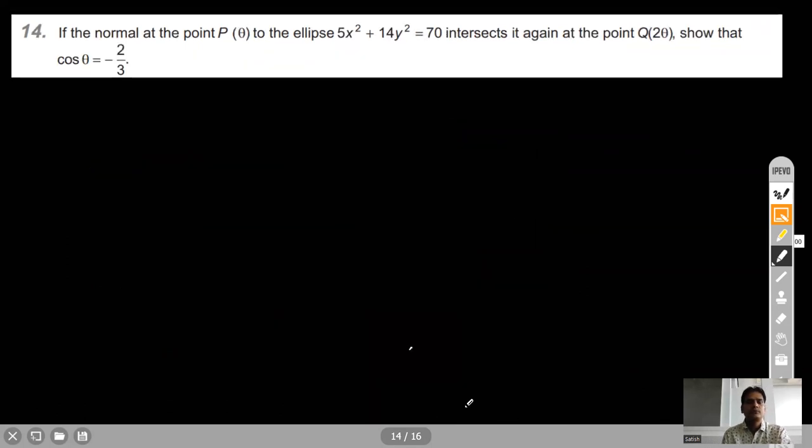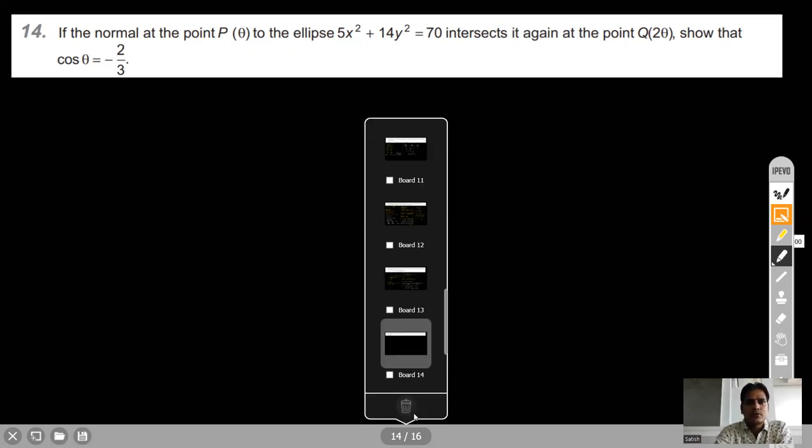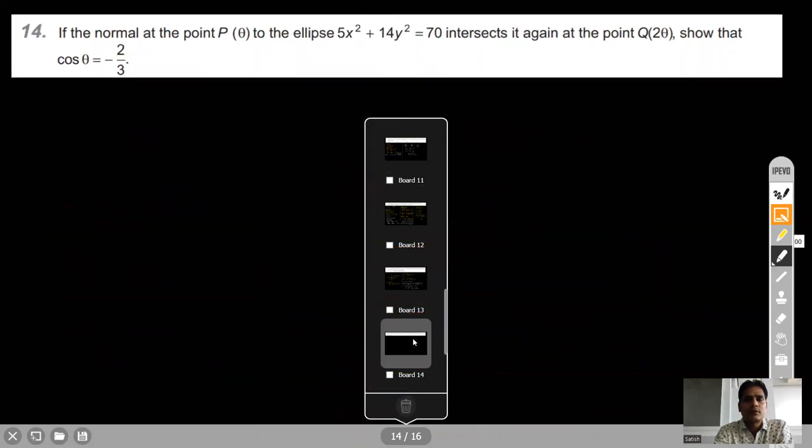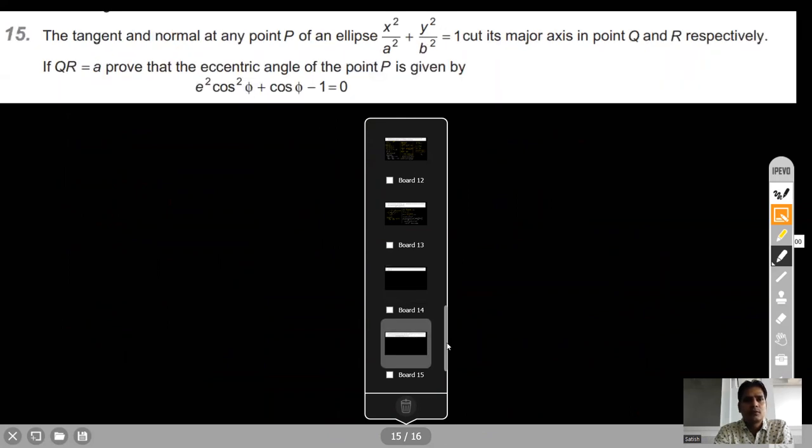Now, question number 14. If the normal at the point P theta to the ellipse intersects again at point Q 2 theta, so that cos theta is equal to minus... Okay. This question is repeated actually. If you see, we have done the same question. So I think, if I'm not wrong, yeah, this is the question. See, point P is theta, then it is intersecting again at... let me see the equation of the ellipse. So x square upon 14 plus y square upon 5. Yeah. So it's the same one. I'm not going to write it again. Okay. So that was question number 14.